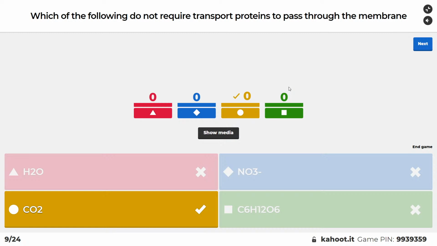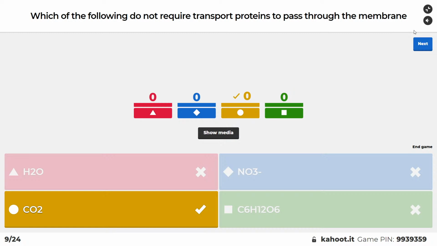So glucose is too big. If you remember, water has its specific protein channel, so that's not it. It also is a polar molecule. And whatever NO3 is, I forgot what you guys said, versus CO2. Nitrate, right? Notice how it has a charge. That's why it can't pass through the membrane.